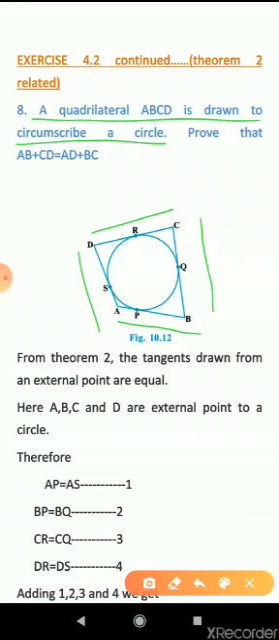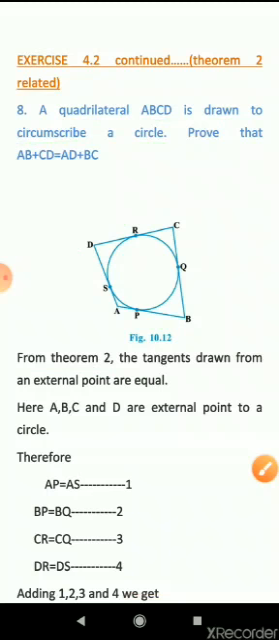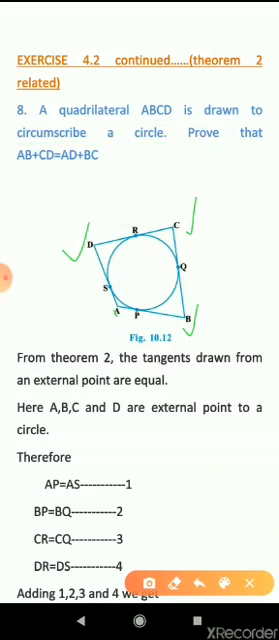As you all know, what does theorem 2 state? The tangents drawn from an external point are equal, or the length of tangents drawn from an external point are equal. Which are the external points to this circle? Look here. A is one external point here. B is another external point. C is another external point. D is another external point. Observe carefully.